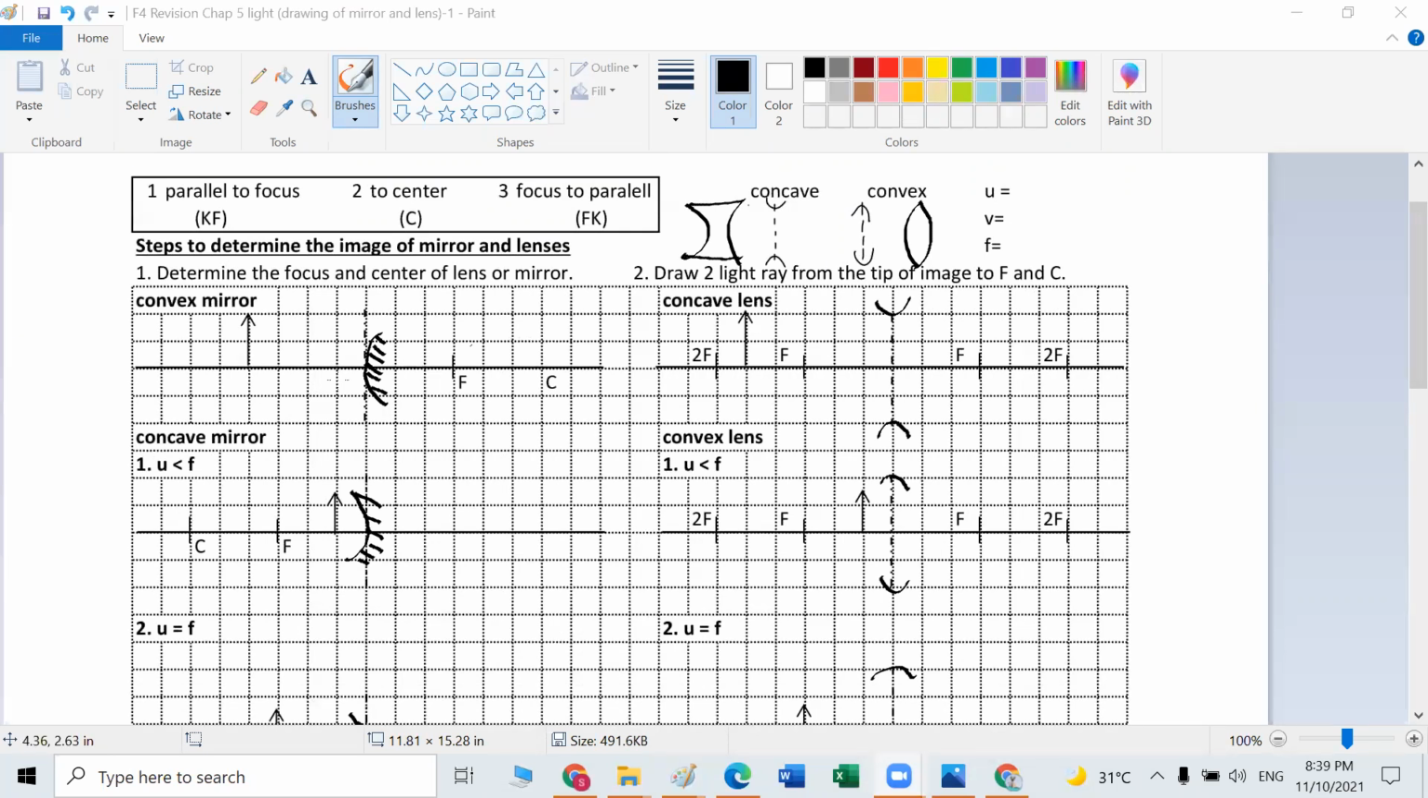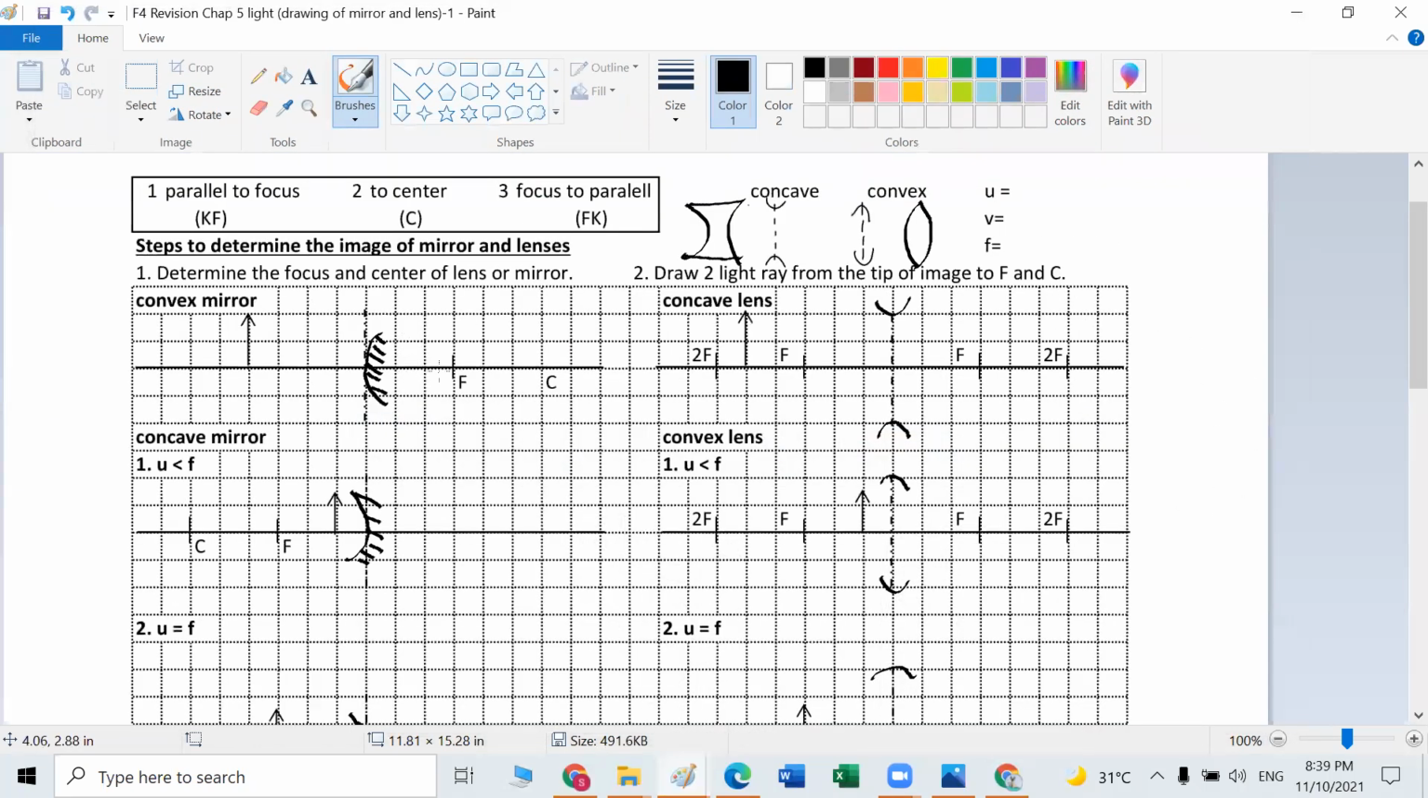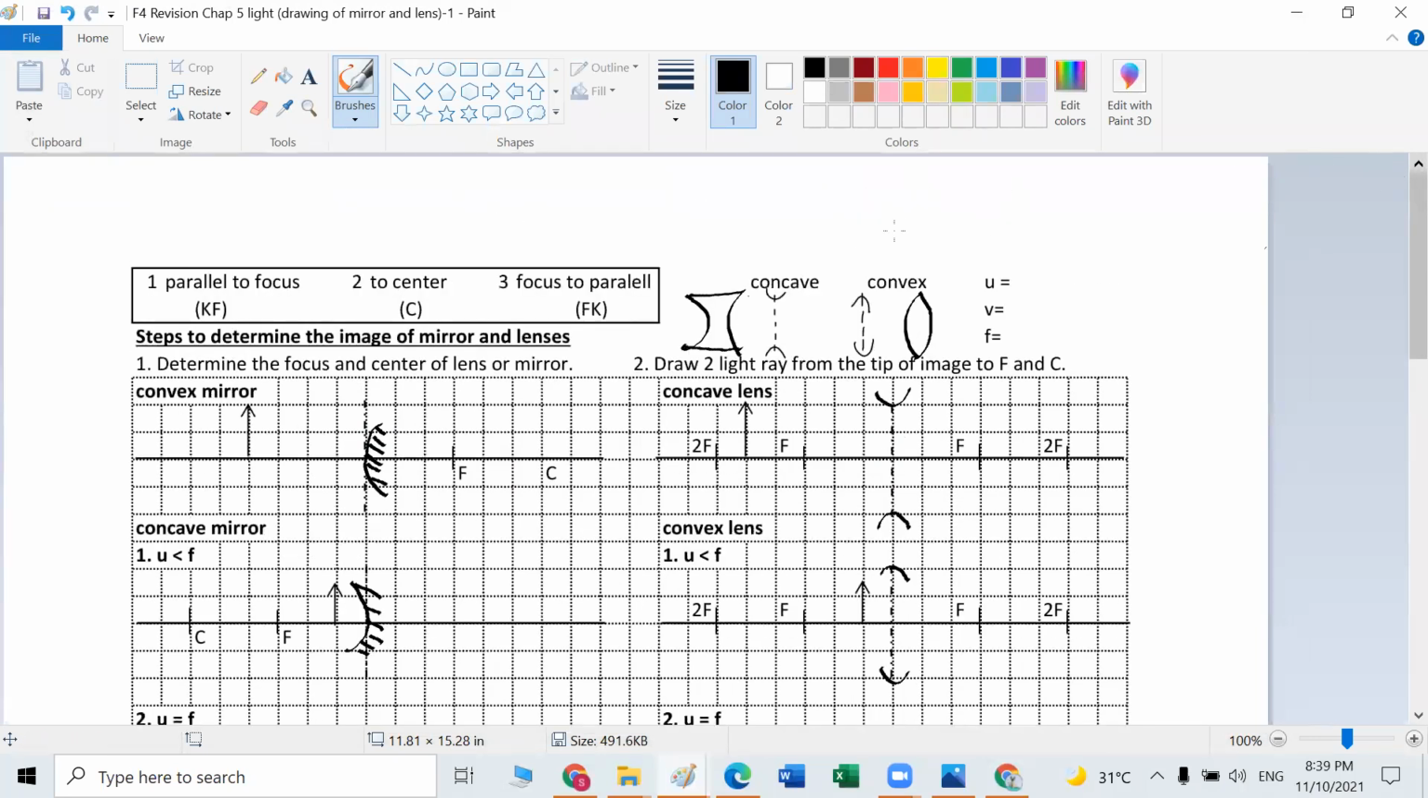Yay, thank you. So why this one 2F is C? Because 2F is the center of the mirror. Concave mirror is part of the circle. Convex mirror also part of the circle. Okay, so now how to draw the ray diagram?